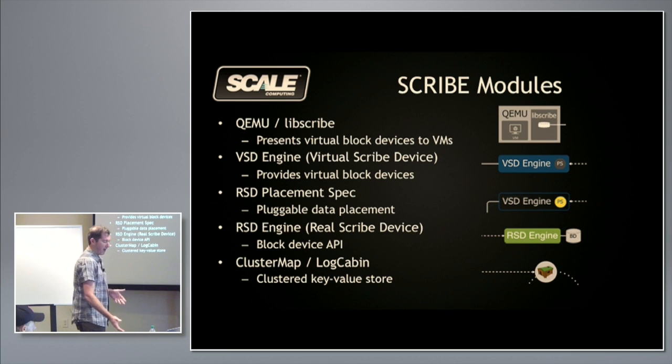And then lastly, a critical piece of Scribe, the cluster map, which is really a consensus module. Anytime you have a cluster of machines, there are a few critical decisions you have to make that you have to have consensus among all the nodes to make, and you need some sort of a consensus algorithm to do that. And for the cluster map, we use a piece of software called Log Cabin. I'm going to talk about that in a little bit of detail. It's a pretty interesting component.